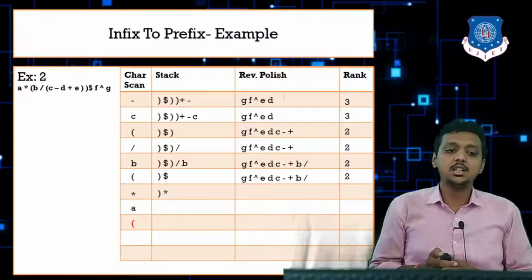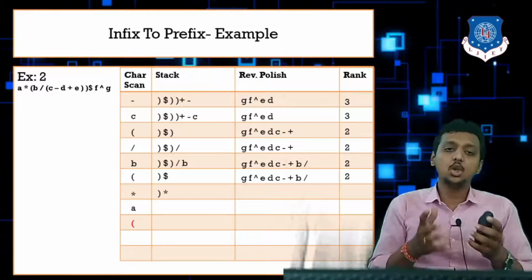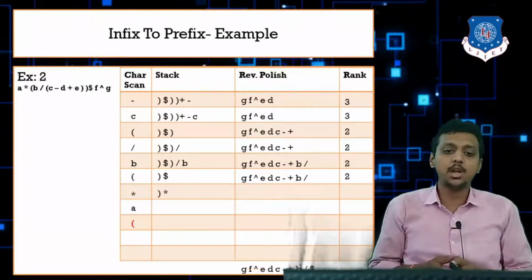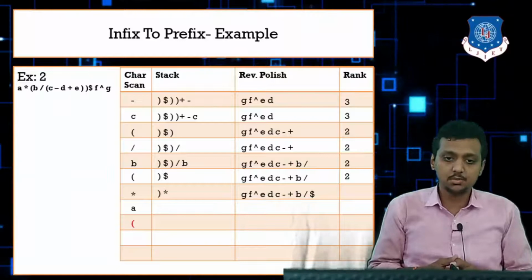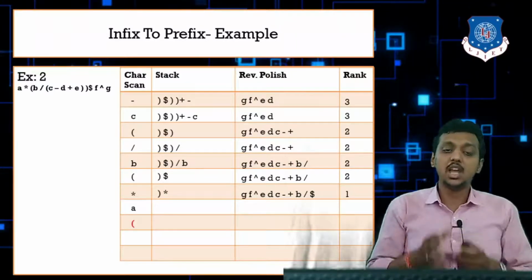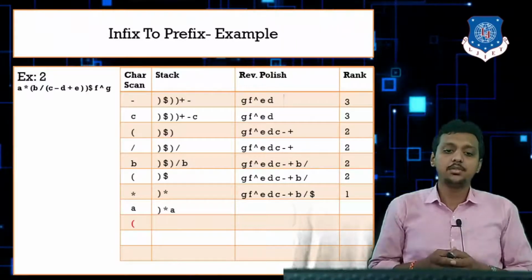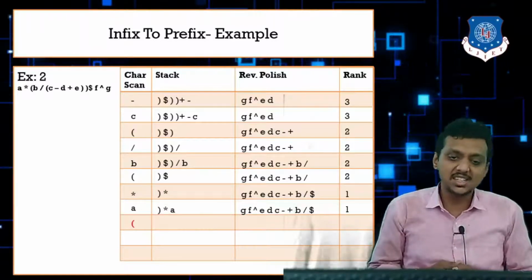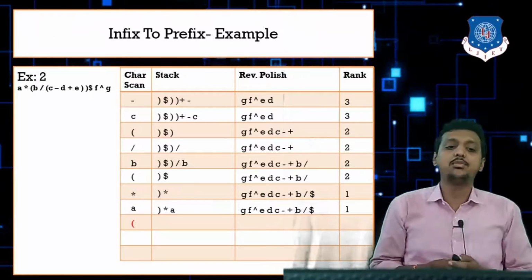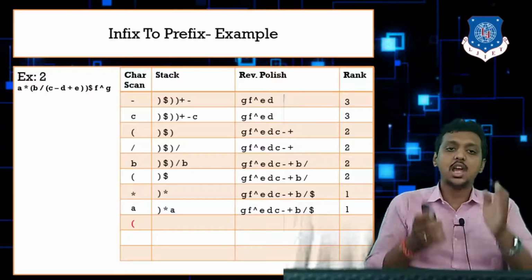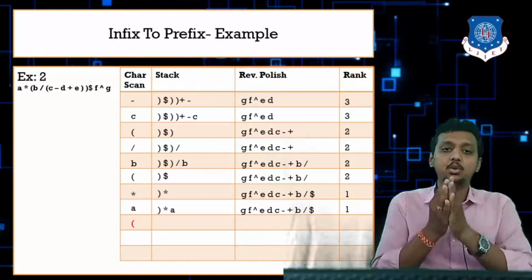Now again star. Star has lower precedence than the dollar, so dollar will be popped out and appended to the reverse polish string. Then we have A. Push A, with reverse polish and rank as they are. And finally students, we have the last opening bracket. The last opening bracket and the closing bracket both get cancelled out.